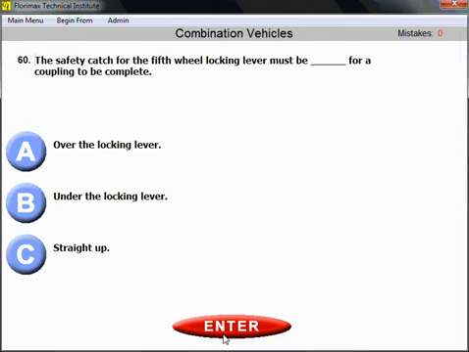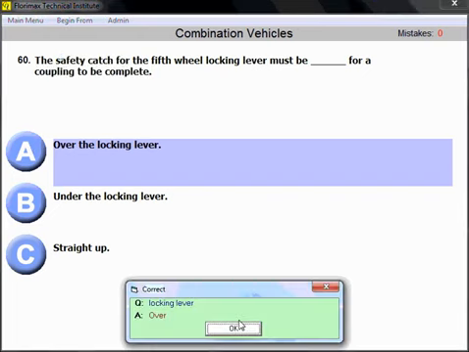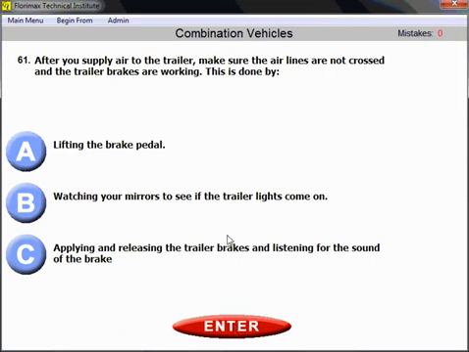Question number 60. The safety catch for the fifth wheel locking lever must be in what position for a coupling to be complete? Even if you don't know what the safety catch is, it should be over the locking lever. Just remember, over, because it's physically impossible for this device to be under, to be straight up. It should be over the locking lever. Just remember, safety catch for coupling to be complete should be over the locking lever. That's it. Question number 61.